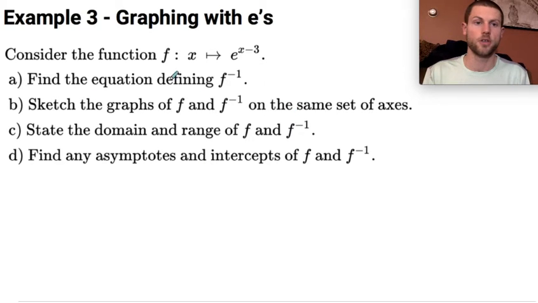So here I've got some function, and this is a little bit different notation, but it really is the same as f of x. So this is the function called f where x maps to e to the x minus 3. So that's all that means. And then I want to do similar stuff to what I was doing last time. I want to find the inverse equation. I want to sketch the functions f and f inverse. And then I want to state domain and range, find asymptotes, and that's basically it. So we're going to need some calculator help for this guy.